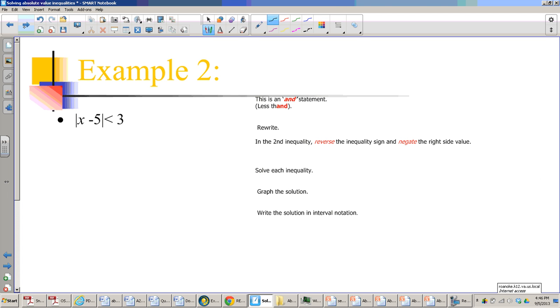Let's look at the next example. We have less than, so we have an and statement. We're going to rewrite, drop the bars, and drop the bars, multiply by negative 1, flip the sign. Next we need to solve.